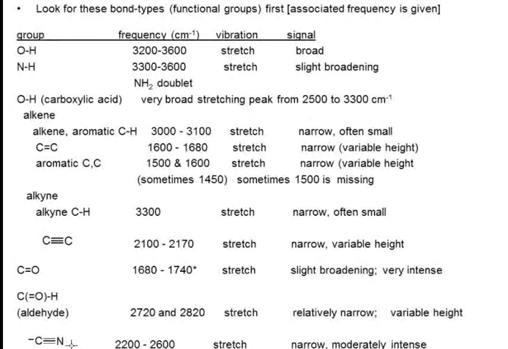Next, we look for a carbon-nitrogen triple bond. A CN triple bond produces a peak that's very close actually to a CC triple bond. You can see how close the values are here and here. But if you have a peak in that region, 2200 to 2600, that's indicative of a CN triple bond, called a nitrile group.